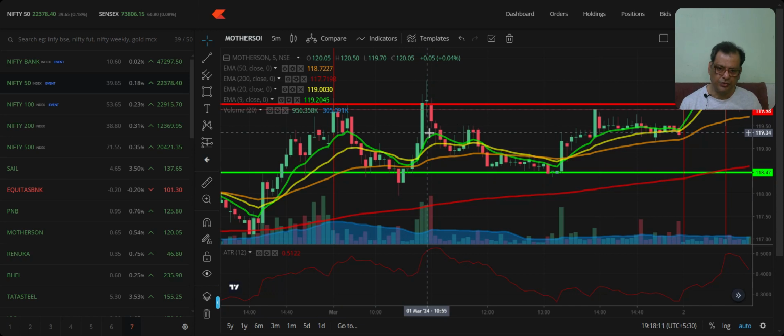So after these two, and you are at resistance, you can take a risk of going short below the low of this bar. 119.70 is the low of this bar. You can go short at 119.60, and your target would be this line here.